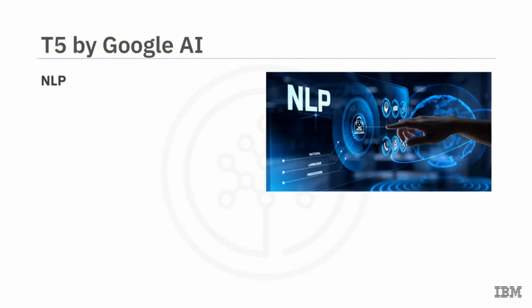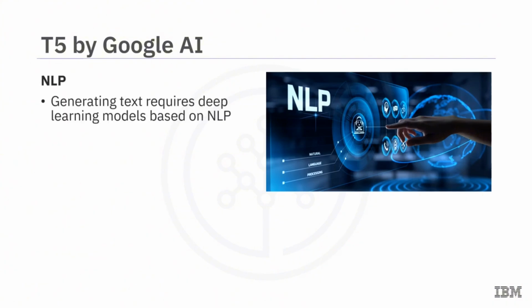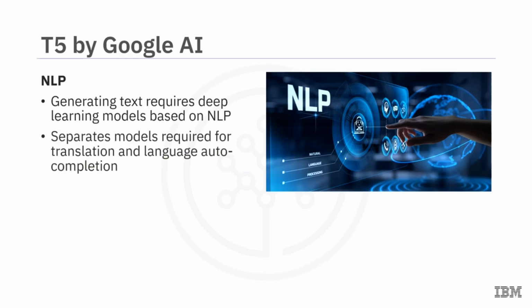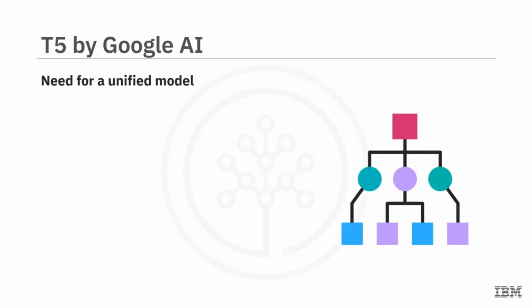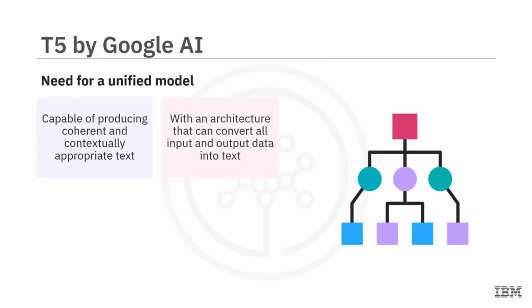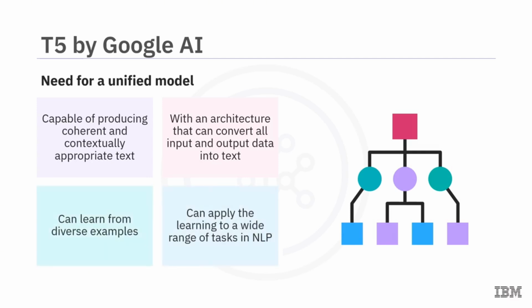What makes T5 popular? Generating text requires capabilities accomplished using deep learning models based on natural language processing, also called NLP. However, you need one model for language translation and another for language auto-completion, making the approach inefficient. It gives rise to the need for a unified model capable of producing coherent and contextually appropriate text. This requires an architecture that can convert all input and output data into text. The model can then learn from diverse examples and apply the learning to a wide range of tasks in NLP.